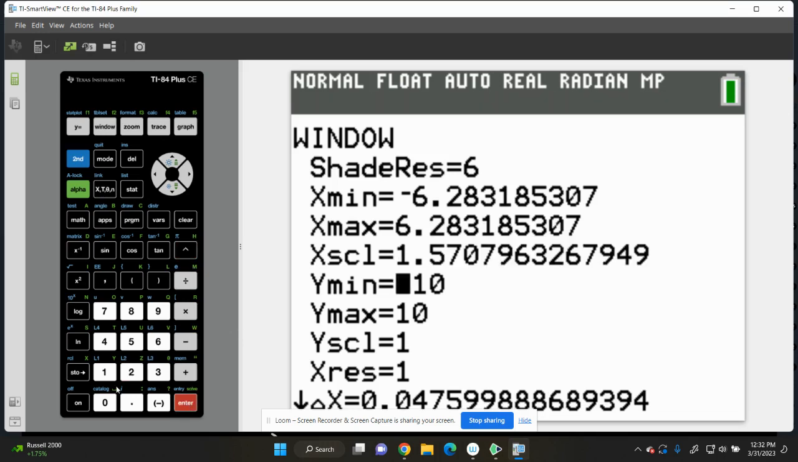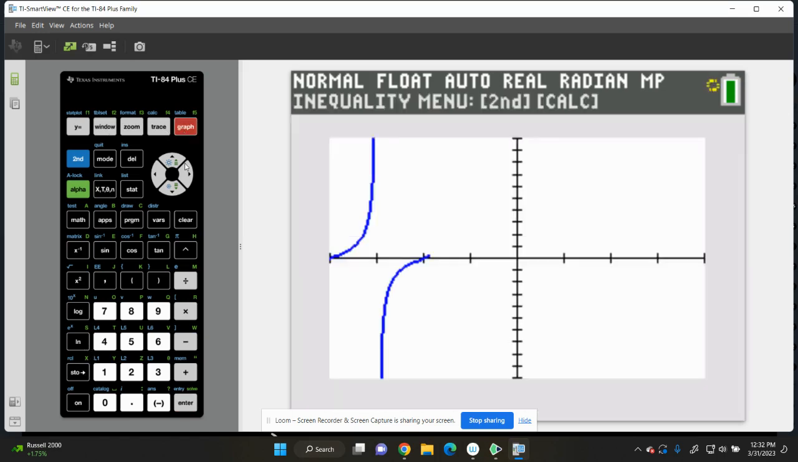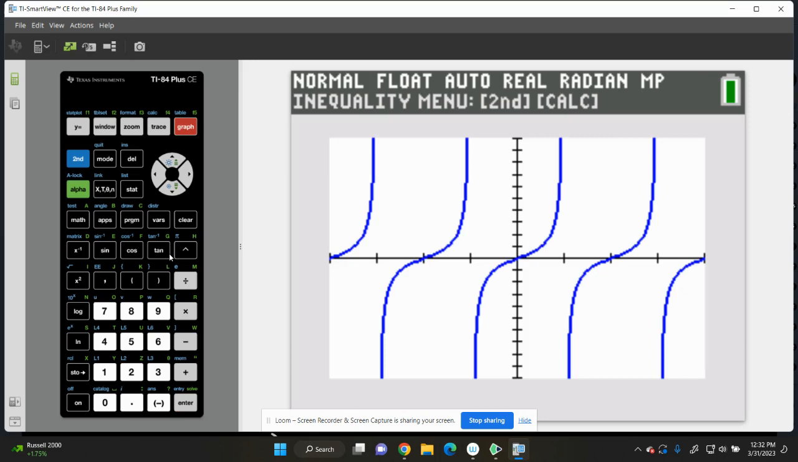And we can leave the y value negative 10 to 10. That's fine. Okay, let's graph it. Okay, there's our tangent function.